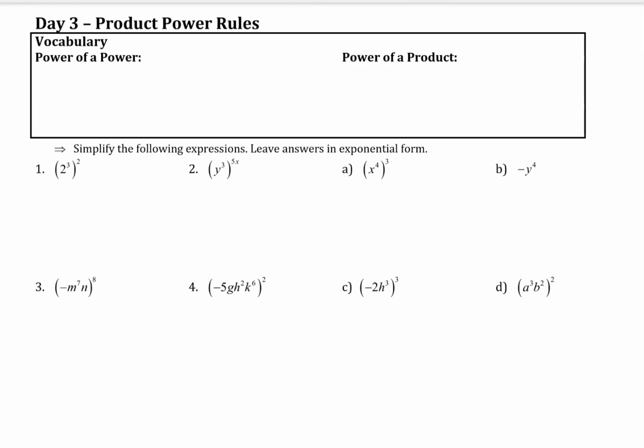Unit 9, Day 3. This is Mr. McGough up in R12, and I'm going to go over our notes for Day 3. First, vocabulary, power of a power.